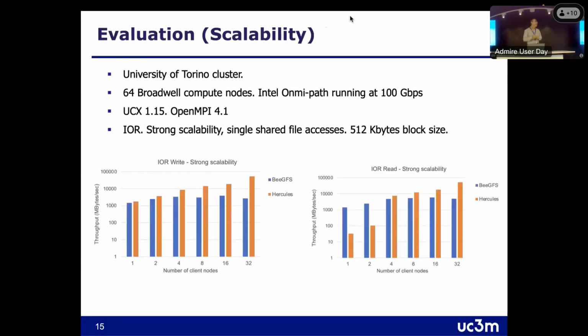And the results are nice. Here you can see the scalability using the Torino cluster. It is a cluster we have for testing in that map. We have 64 compute nodes with Intel OmniPath, 100 gigabits per second. We are using UCX and OpenMPI. You have the configuration there. And these are the results using IOR, which is a strong scalability test, increasing the number of client nodes.